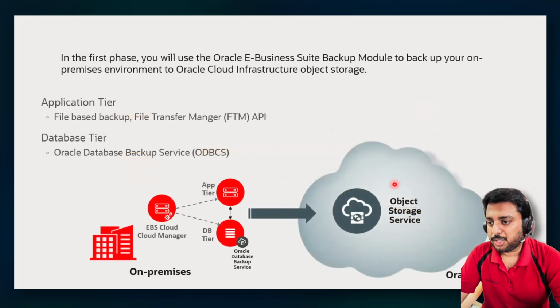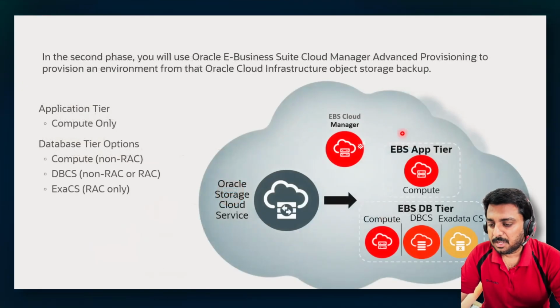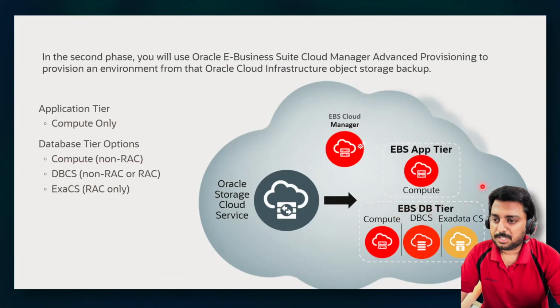In the first phase, you will be using the EBS backup module, which comes with the EBS Cloud Manager. This tool will help you to take the backup from your on-premises EBS instance. And the backup will be moved to OCI Object Storage. And once the backup is moved, in the second phase, you will use the Cloud Manager application. With this backup, you will then do the provisioning of your environment. The application can be on compute and the DB can be either on compute, DBCS or ExaCS. So these are the two phases you are going to achieve when you are using this application.